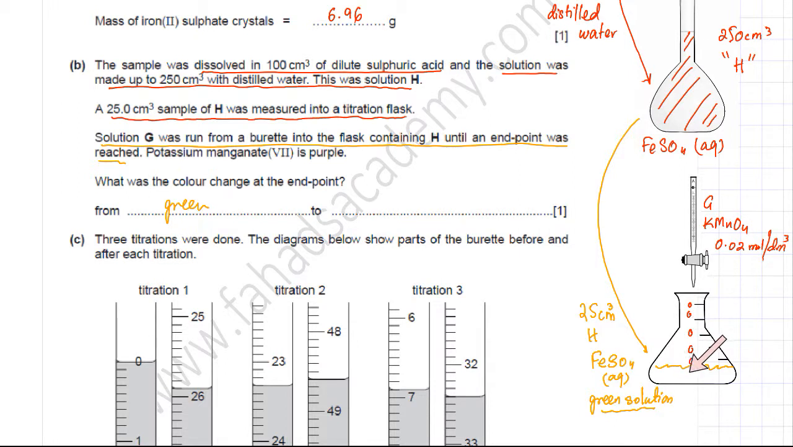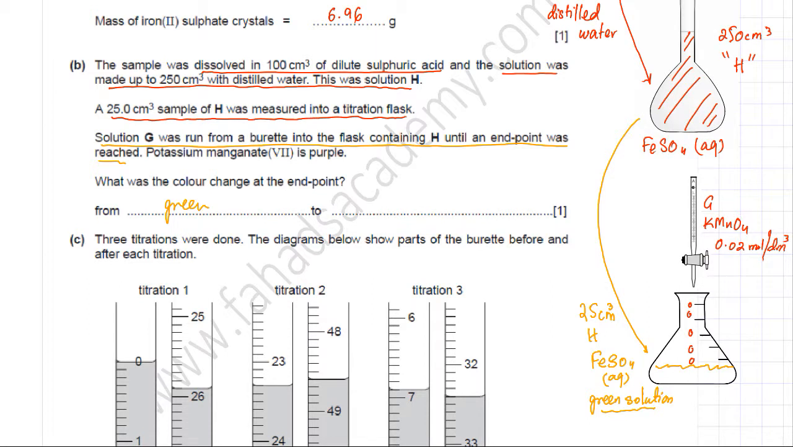So as long as the reaction is happening, KMnO4 remains colorless. It reacts and changes from purple to colorless. But as soon as all the FeSO4 gets used up, that's the end point of the titration. If you still keep on adding KMnO4, it has nothing to react with, so it would remain purple, and that purple KMnO4 would make this solution go purple as well.